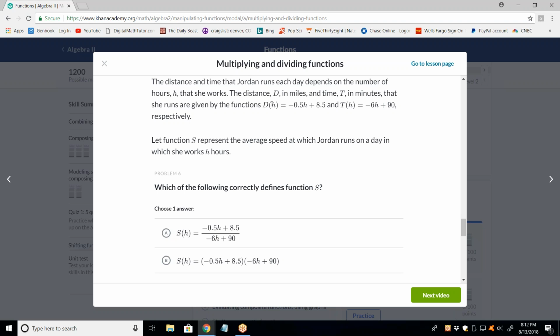They tell you the distance that this guy runs is equal to minus 0.5 times h, where h is the number of hours that he runs, plus 8.5. So that's the distance he runs, d of h. T of h is the number of minutes, which is minus 6 times h plus 90. So you can figure out the distance he runs or the time in minutes that he runs by plugging it into either of these formulas. Okay.